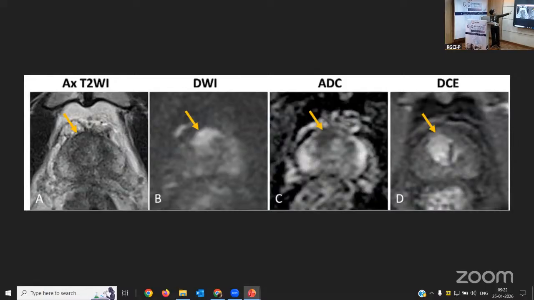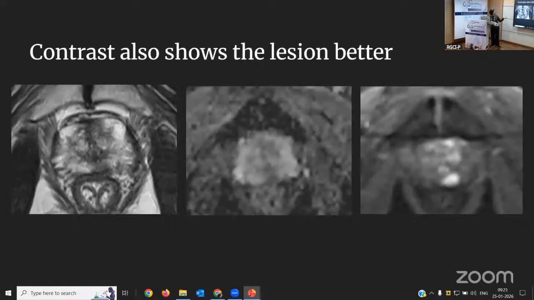You have this T2 with a kind of blurry margin, diffusion, ADC, and contrast shows the lesion bigger. So whichever sequence shows the lesion bigger should be considered the size of the lesion on MR. That's the closest that we can come to the pathology. Also, the contrast shows lesions better, which is why there is no option. We don't have a workaround.